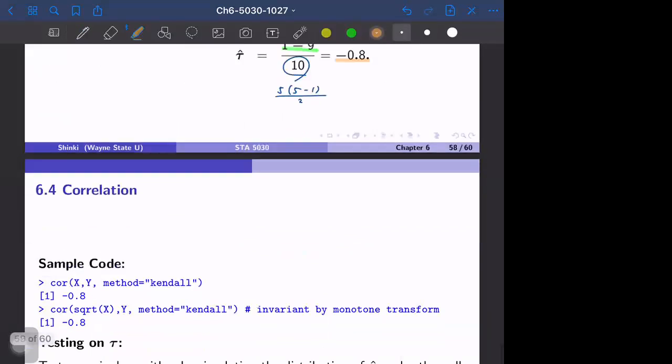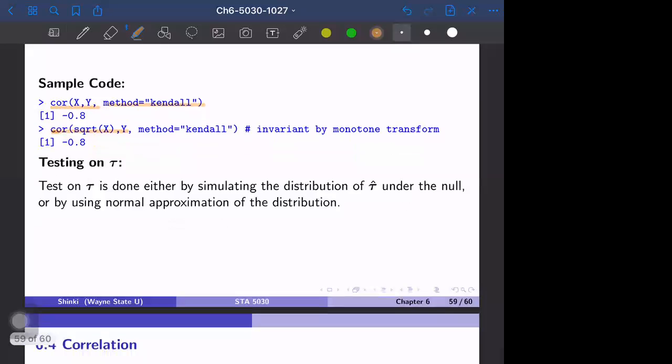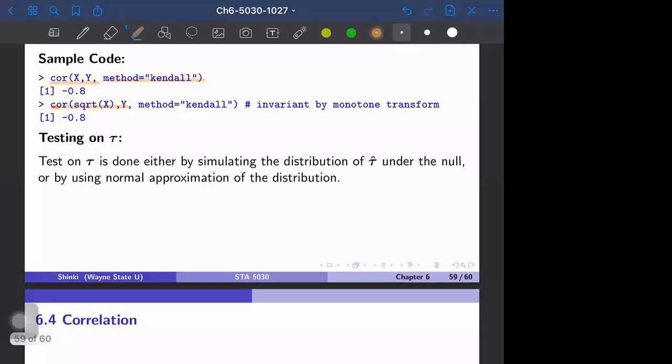So you can use the cor function to calculate Kendall's tau. You can just adjust the method. You can calculate everything, the Spearman, Pearson, Kendall by the cor function. And Kendall's tau is invariant by monotone transformation because basically we compare just the xi and xj and which is larger. So it's not numeric. We just use the information on which observation is larger. So it's invariant by monotone transformation. It doesn't change rank, so it doesn't change Kendall's tau. And testing on tau is also based on simulation. So you can also use the cor.test function to test.